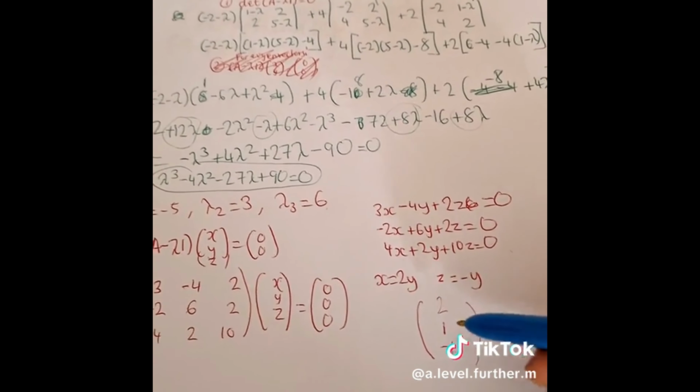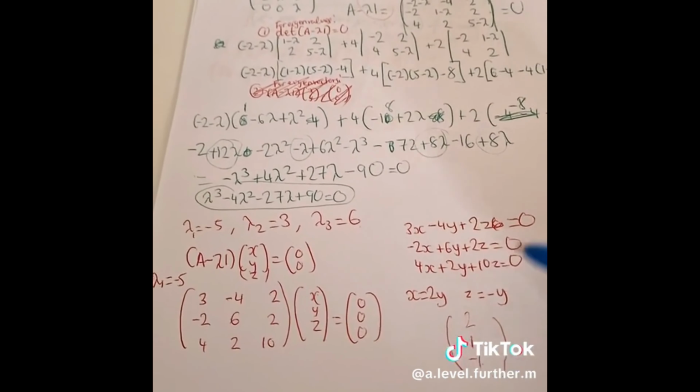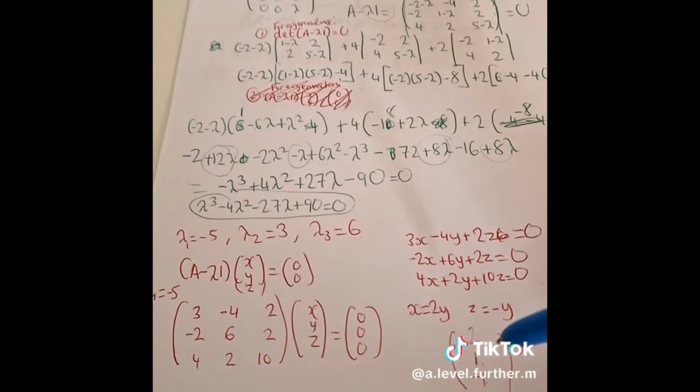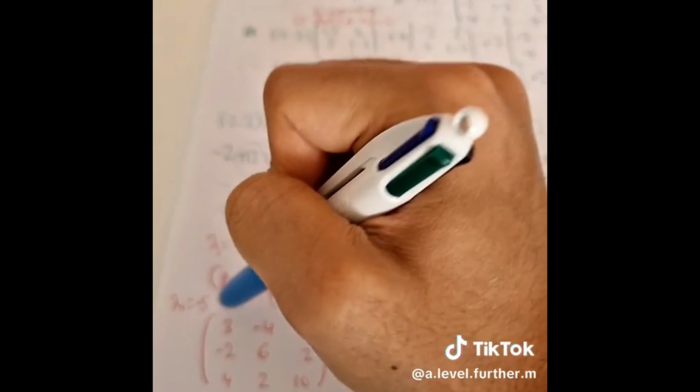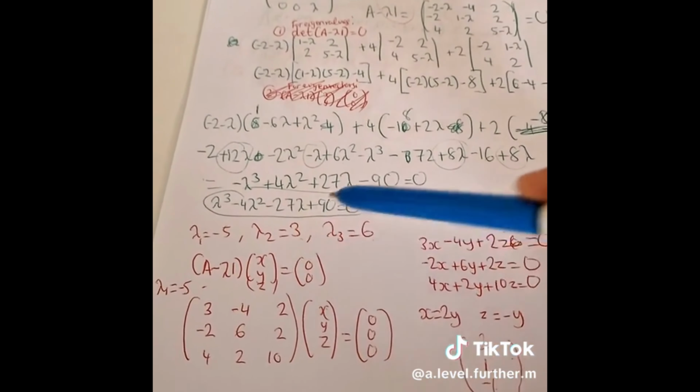For example, 4, 2, and minus 2. If you multiply it all by 3, you get 6, 3, and minus 3. So this is your final answer. This is the eigenvector for this specific eigenvalue. And then you do the same exact process to find the eigenvectors for each of these eigenvalues.